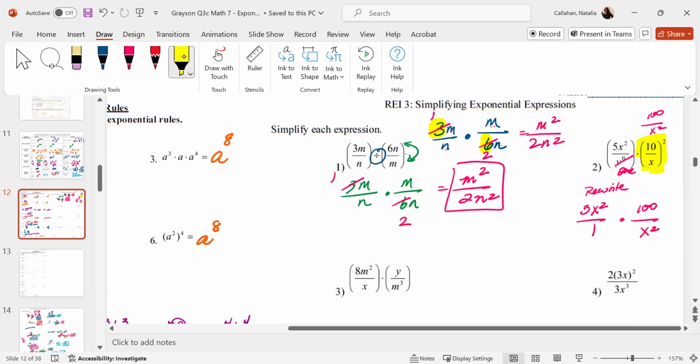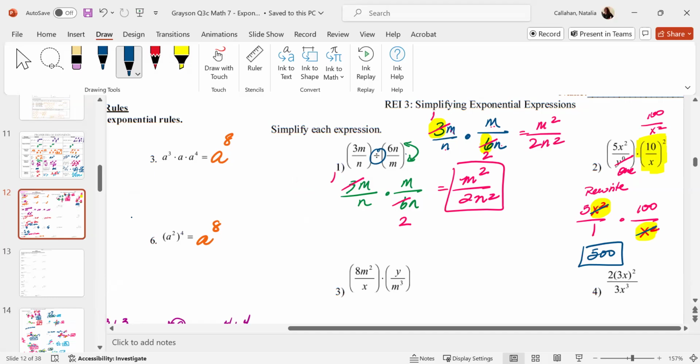Do you see anything that's the same top and bottom that you can cancel out? The 2. I don't care about the 1. There's no 2. X squared. Yeah, that's not 2. That's an x squared. That cancels out. So 5 times 100 is just 500 over 1, which is just 500. Do you see that? Okay. Next, let's move on.